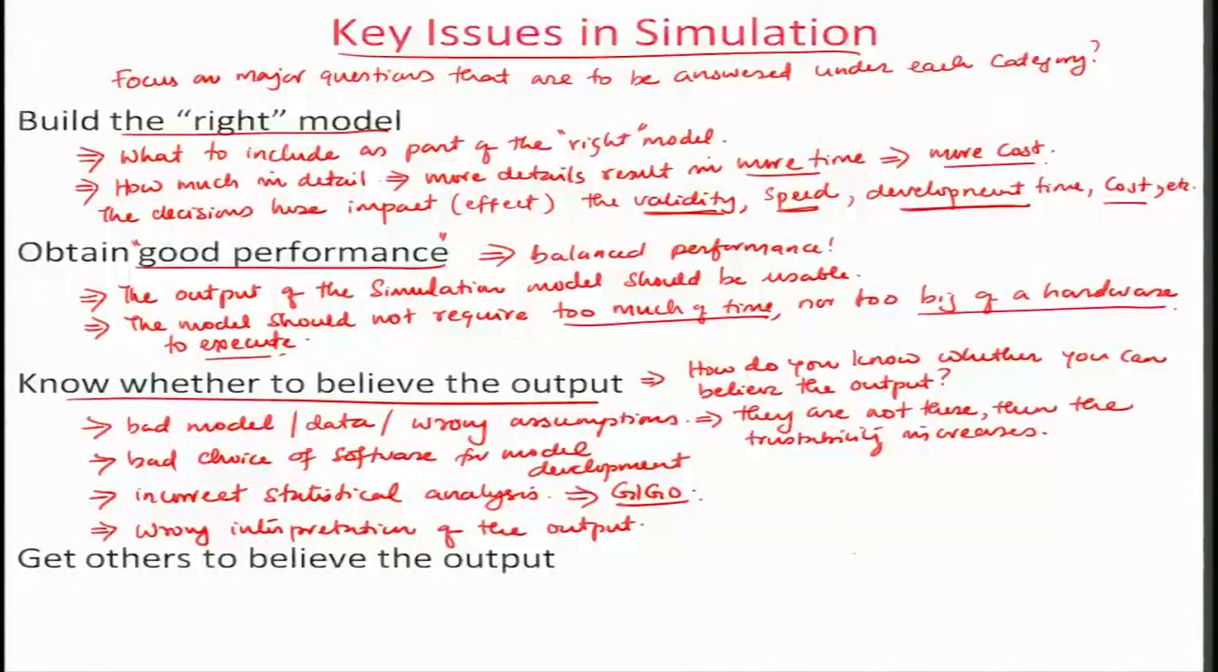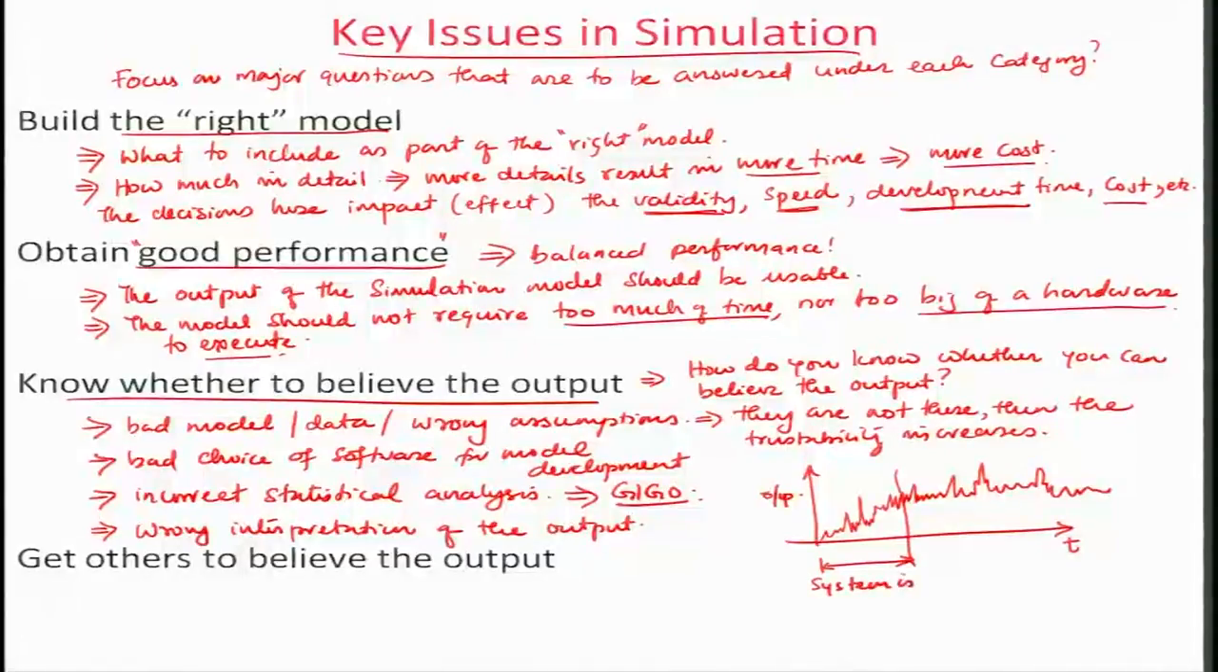Let us say you see a scenario, for example, where people study simulation. The system behavior of the simulation typically looks like this. Let us say this is the output of the system. Up to this point, you can see that during this time period the system is not stable. And here the system is stable, or in steady state.